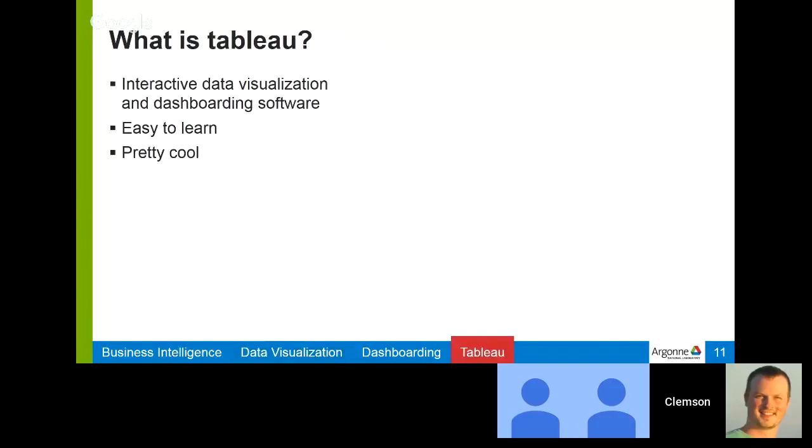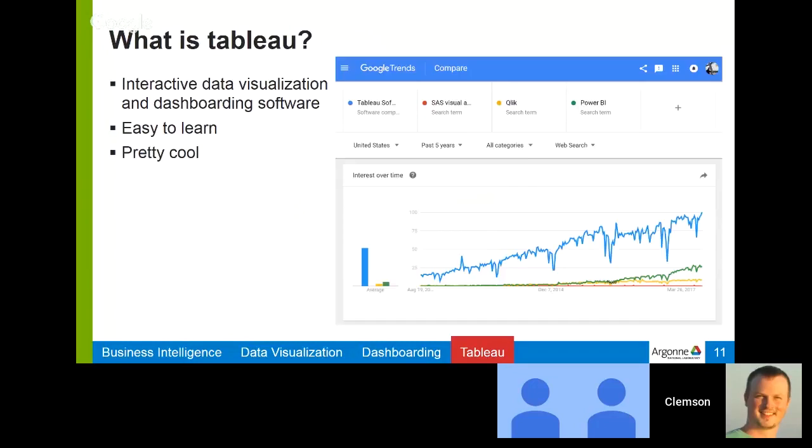Okay, so now I'm going to go into what is Tableau. So Tableau is kind of an industry-leading data visualization software package. This is just like a Google Trends graph, and the blue line is Tableau, and these are a few competitors. So Tableau is really leading this space.